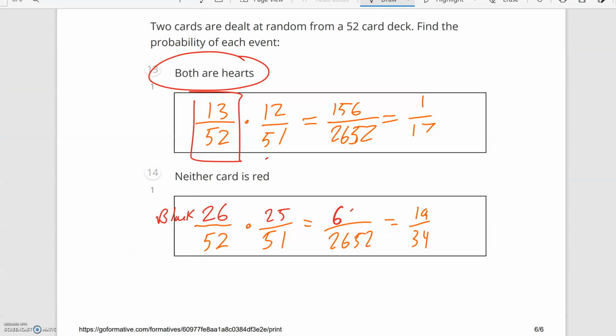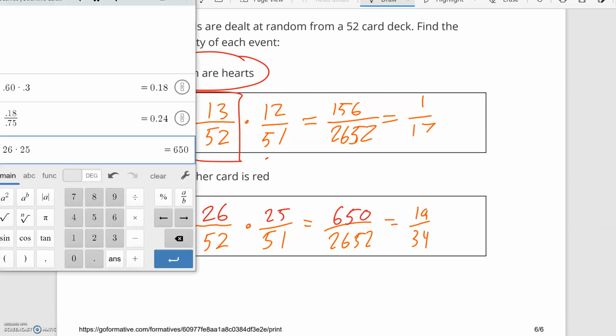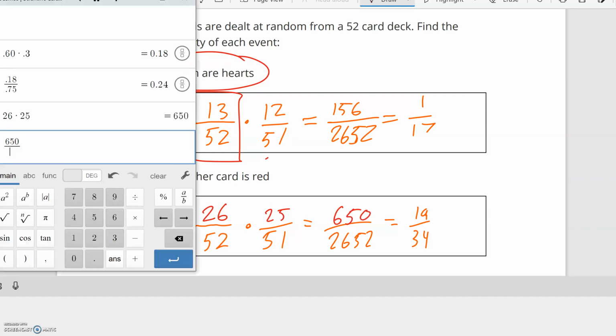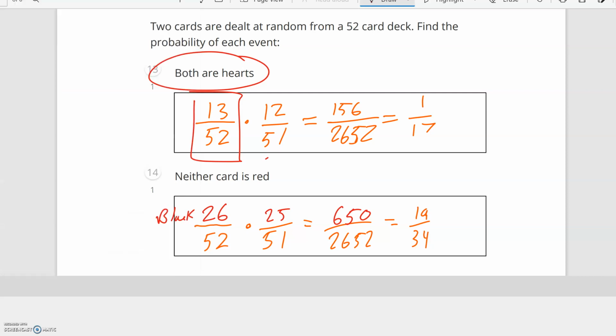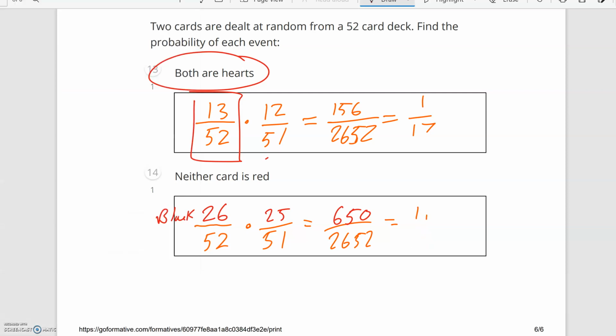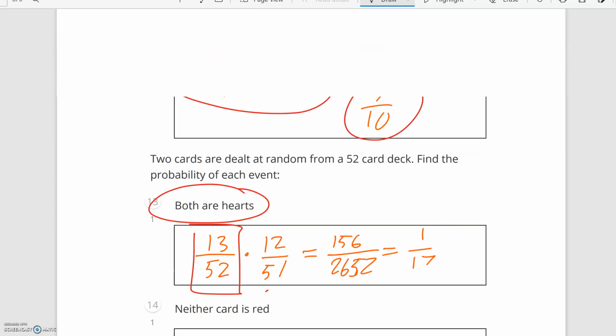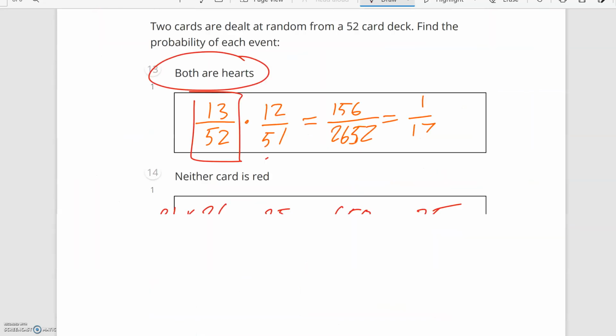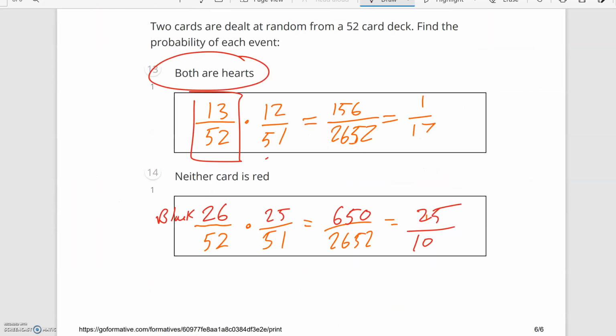That should be 650. So 650 divided by 2,652 would give you about 24%. Or let me write it this way: 25 out of 102. And that would be our answer there. That's it. That's all the probability questions. Hopefully that makes sense. Let me know if you need more help, and we'll end the video there.